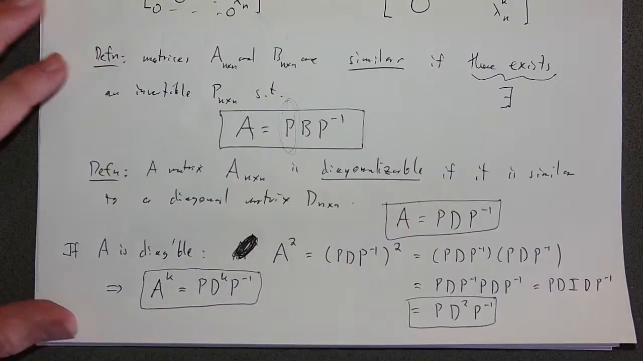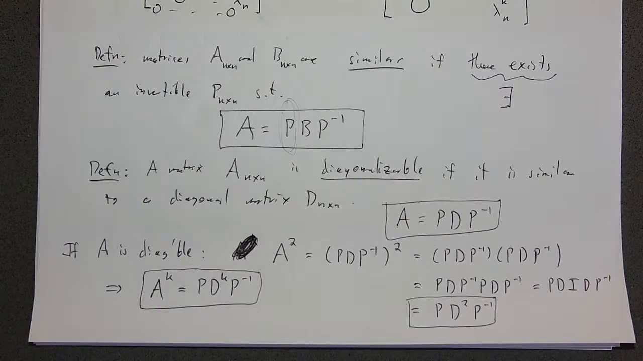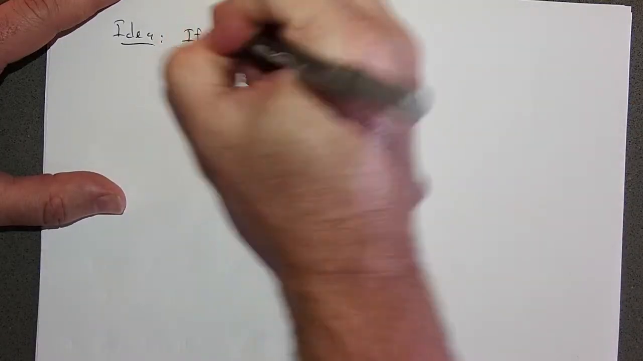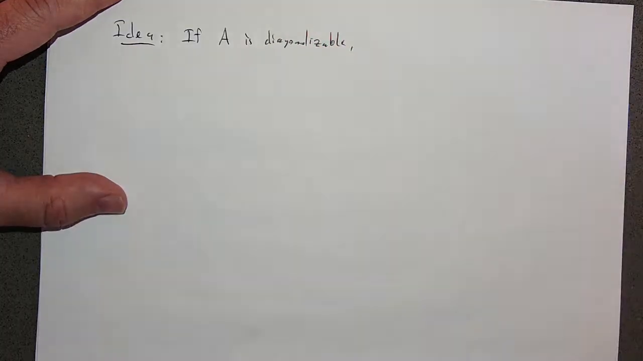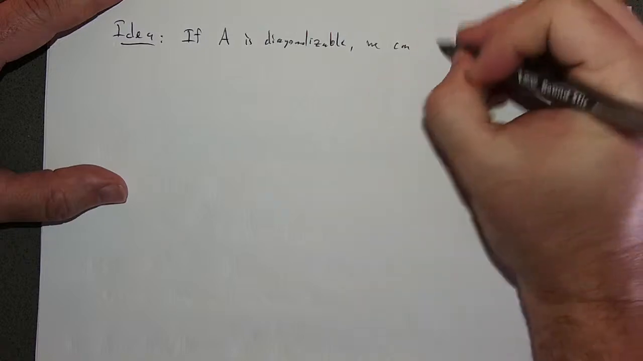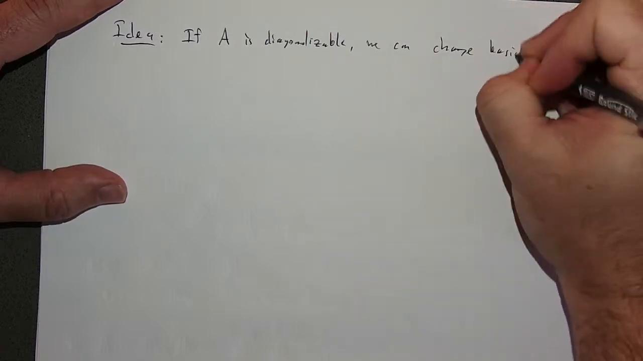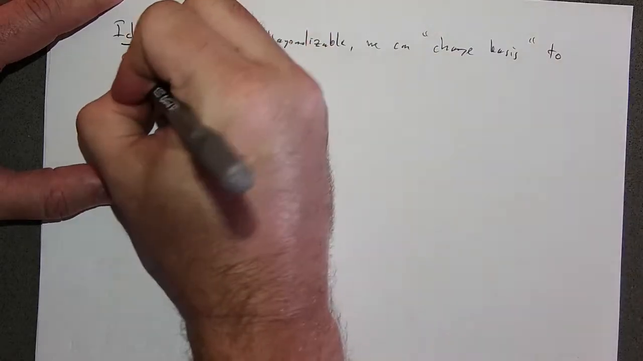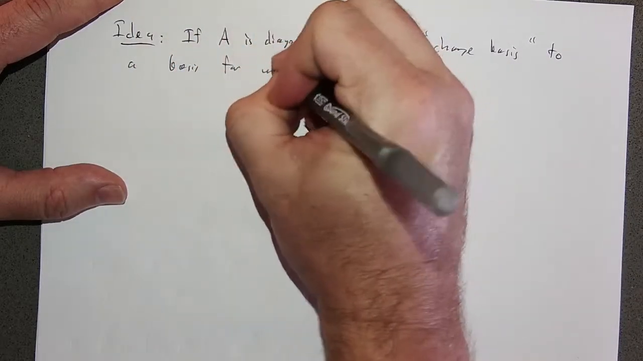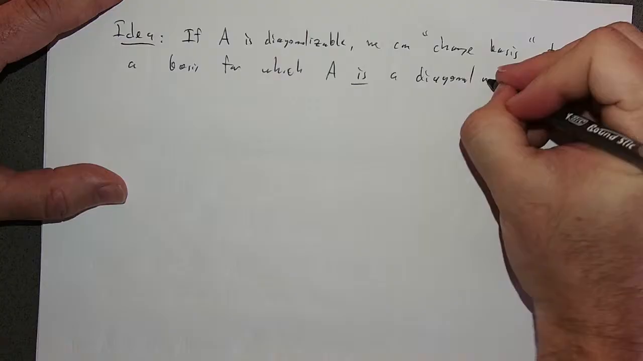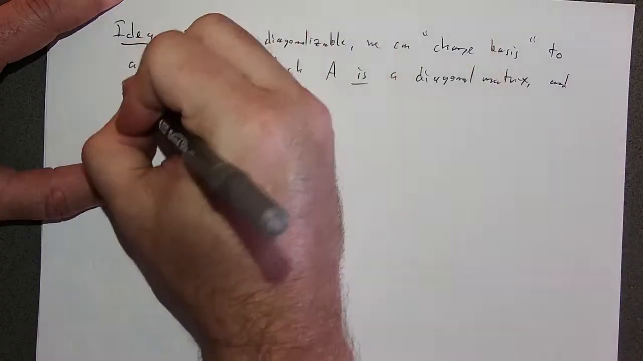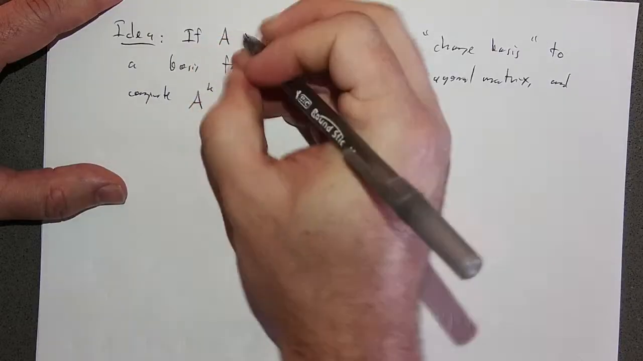Again, how does this help us? The idea is, if A is diagonalizable, we can change basis to a basis for which A is a diagonal matrix and compute A to the K in this way.